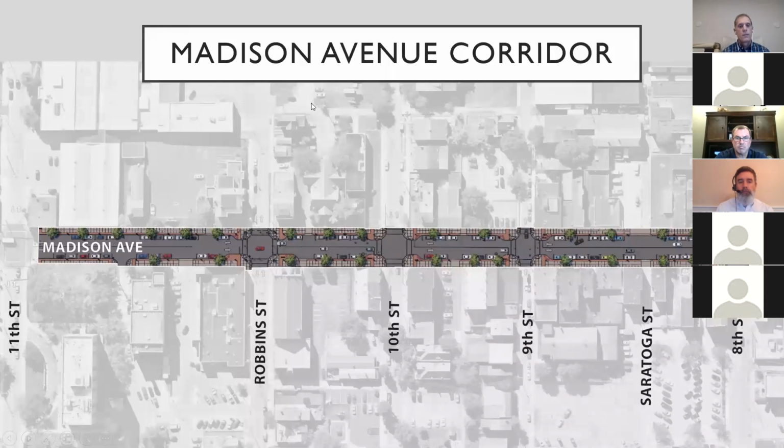The first exhibit you can see is the Madison Avenue corridor. Essentially, the project limits run from 11th Street to the south, all the way to 8th Street at the north end of the project. This ties into the existing streetscapes that they've done to the north along Madison Avenue.